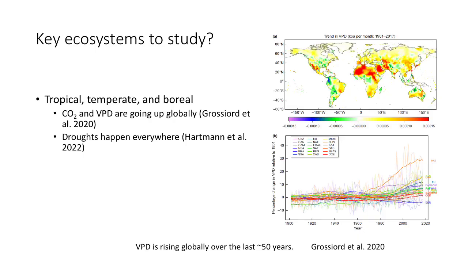And to that point, thinking about the key ecosystems to study, I would argue at this point, as a first cut, I think we need to study them all in tropical, temperate, and boreal zones. This is because CO2 and VPD are going up everywhere. It's not isolated to certain regions or certain biomes or certain ecosystem types. And likewise, we know that droughts happen everywhere. Not every year, not necessarily every decade, but they do occur everywhere at some point, and now they are occurring under elevated conditions of CO2 and VPD.